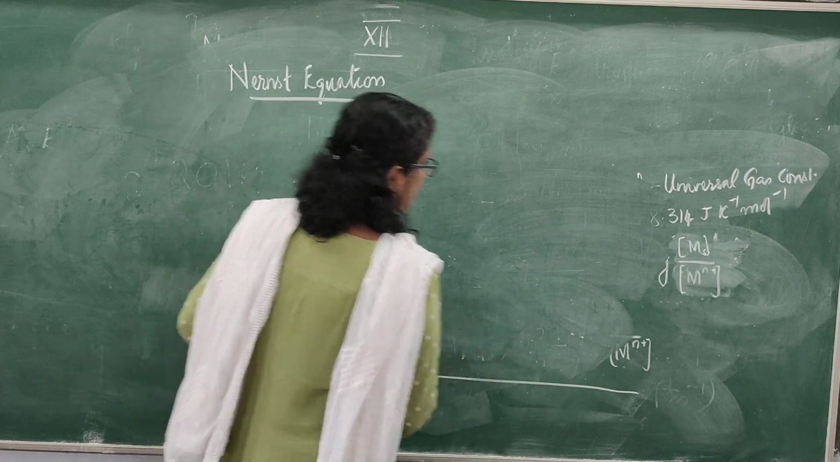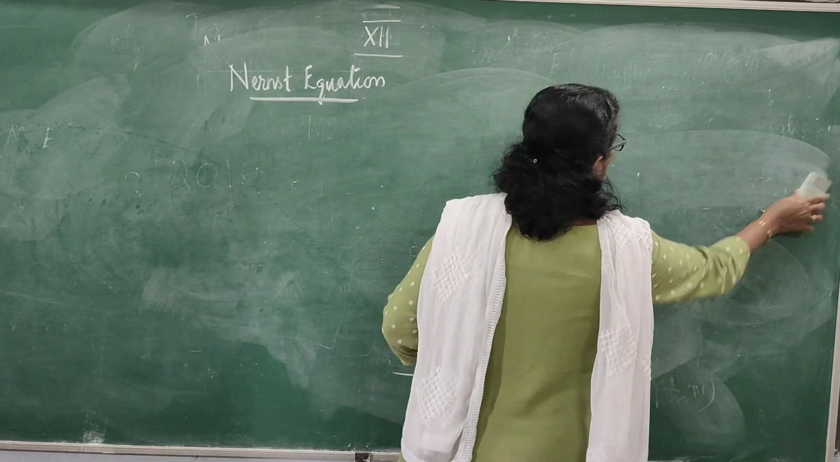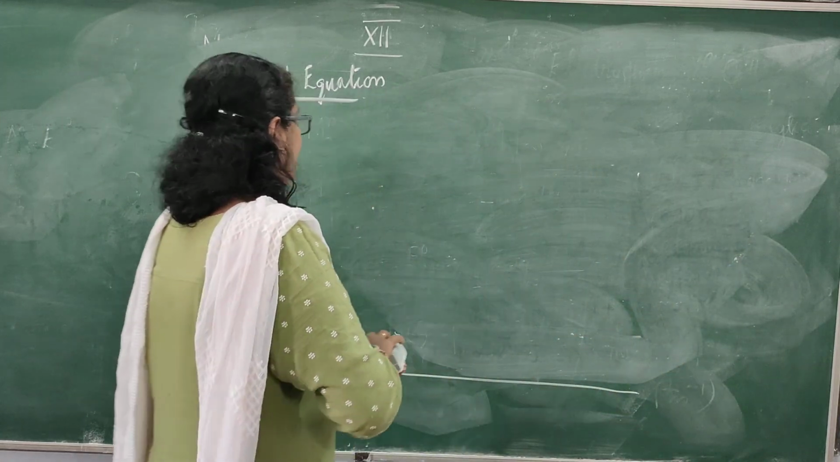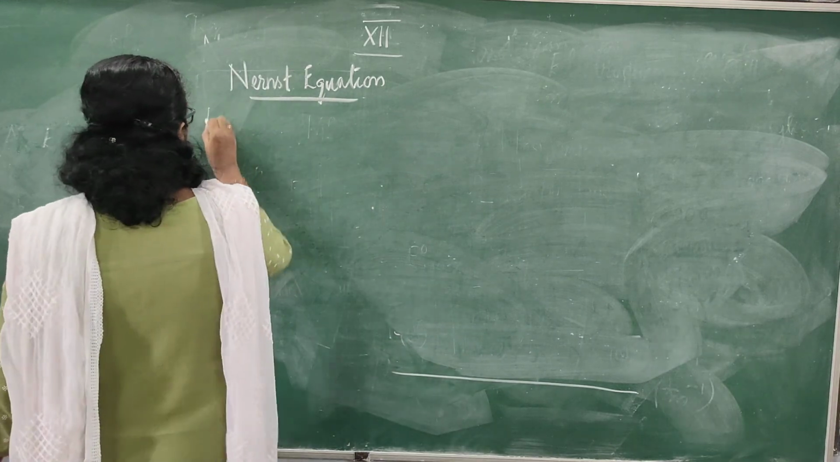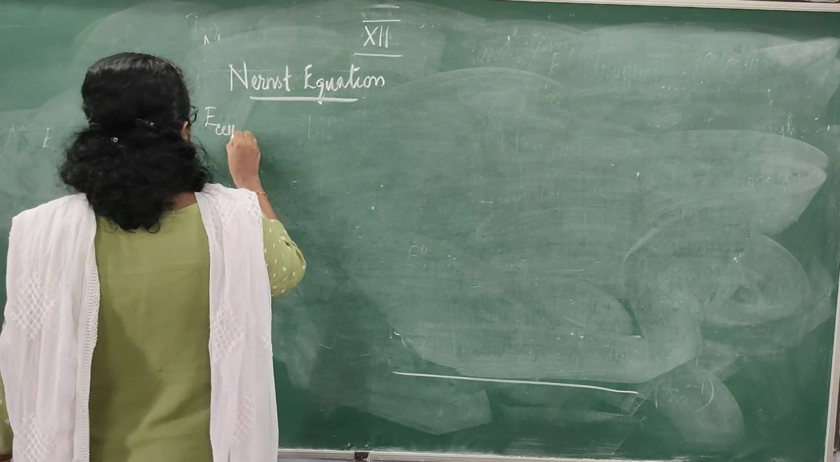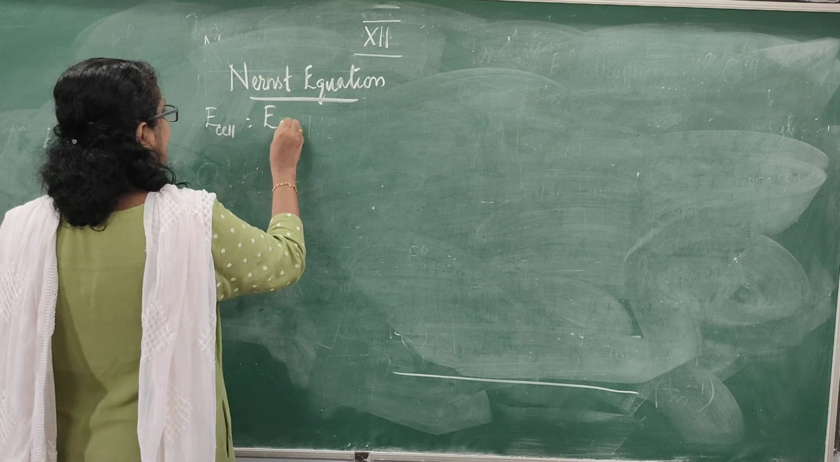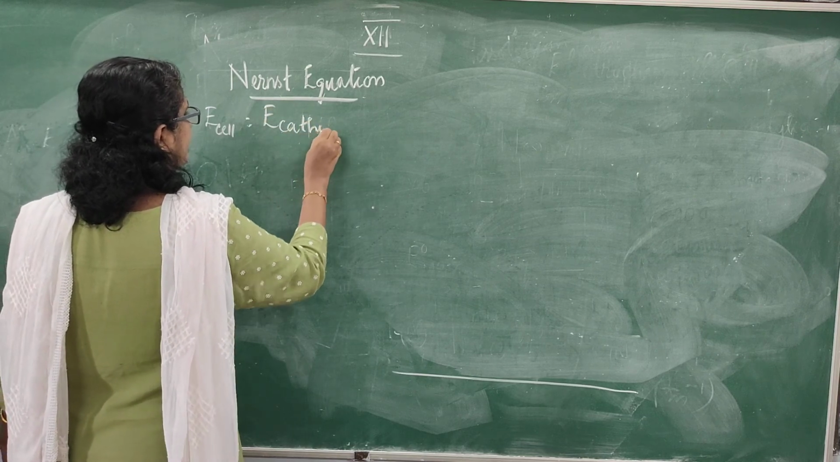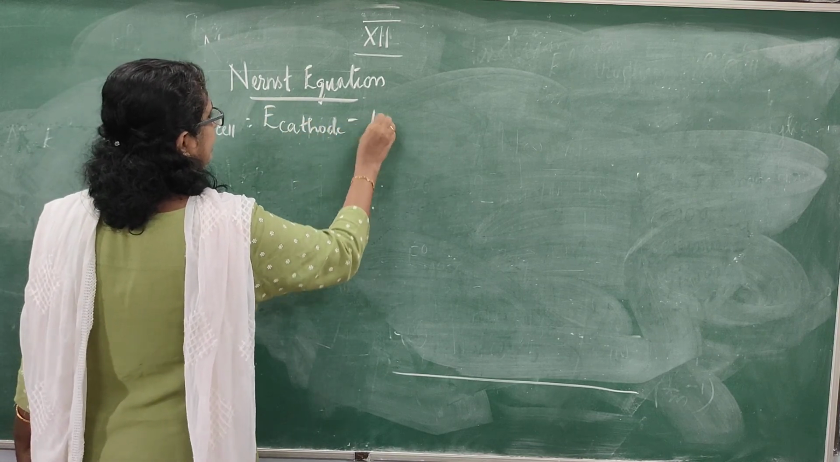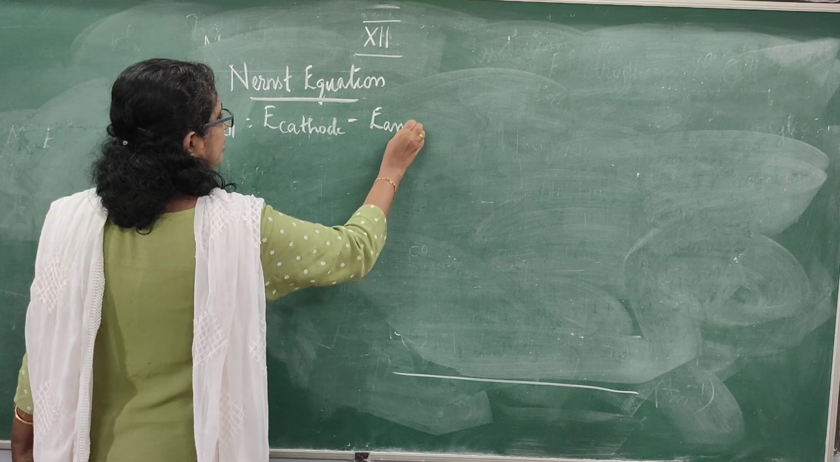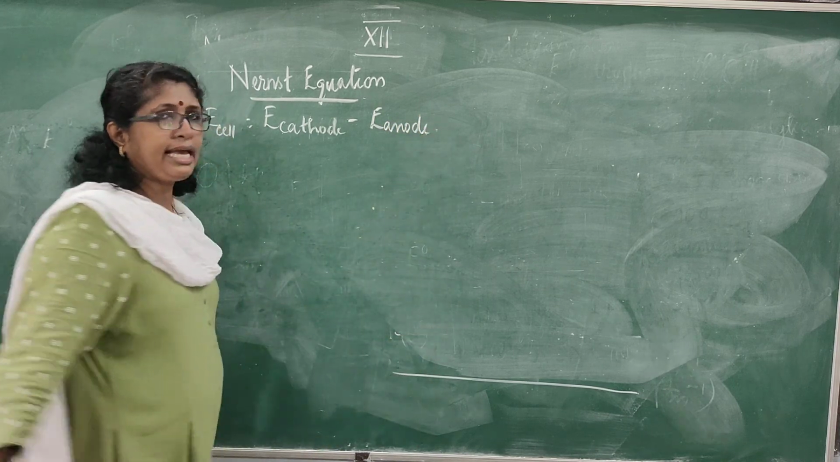Now, what is cell potential? Cell potential, E cell, or the EMF of the cell, is equal to E cathode minus E anode.